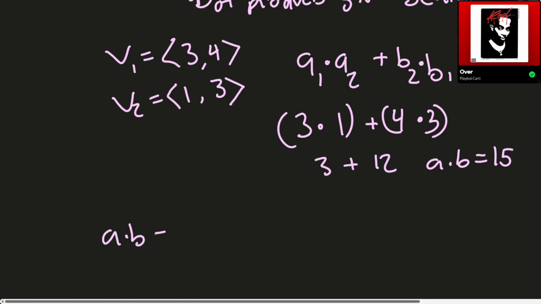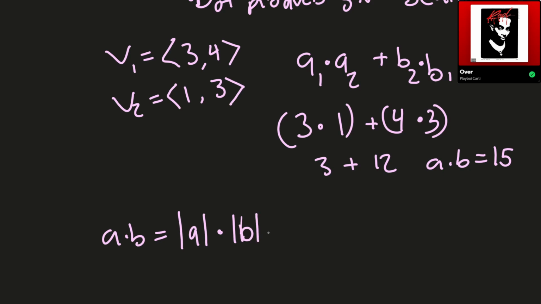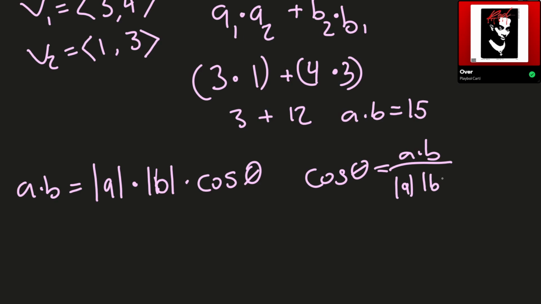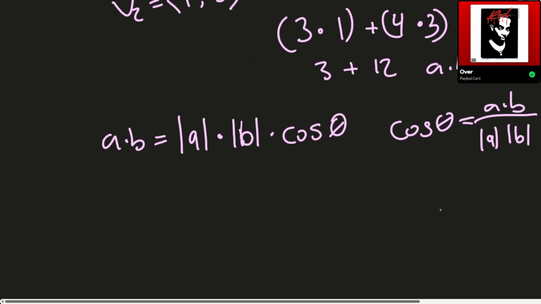A dot b can also be written in two other ways, with that being magnitude of a times magnitude of b, all times cosine theta. It can also be written as, and in order to really derive cosine theta, we can just solve for it using this equation, where it's a dot b all over magnitude of a times magnitude of b. So we can try that out right now to find out what theta is.